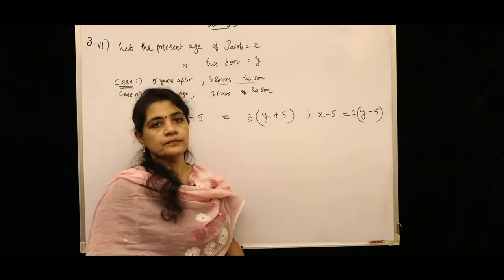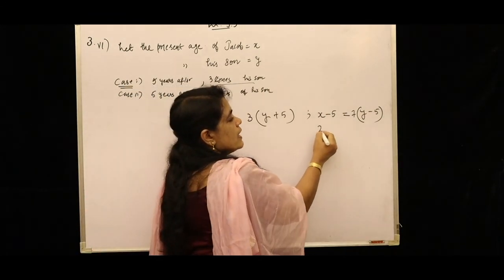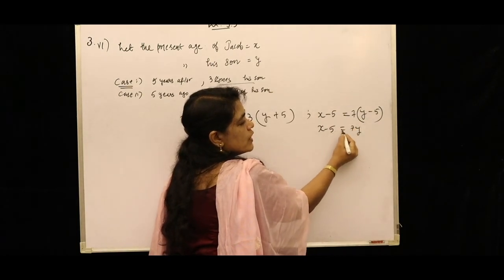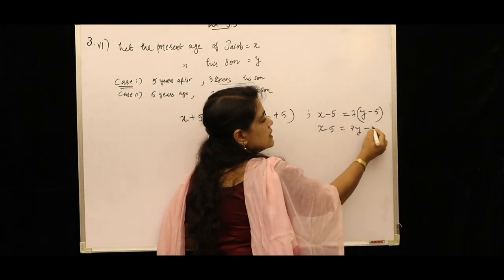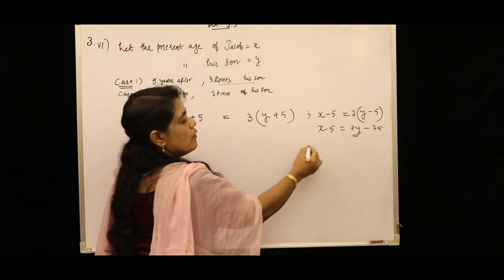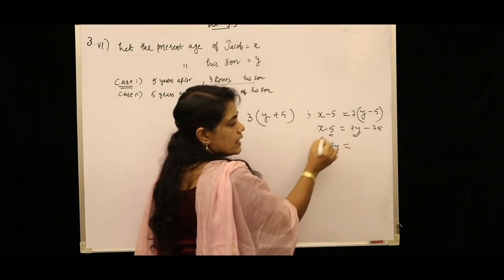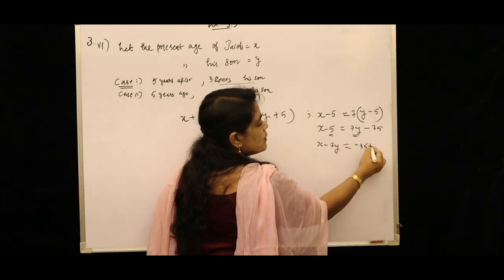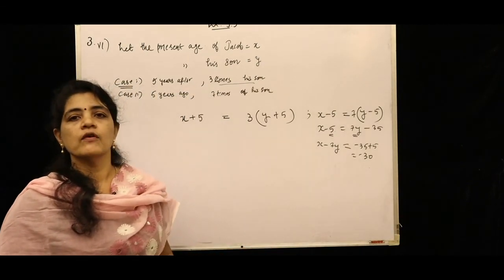So if you solve, you will get the two equations. Is it clear children? So x minus 5 equals 7 into y, 7y, minus 7 into 5, that is 35. I am going to take 7y to LHS, so minus 7y. x minus 7y is equal to minus 35, and minus 5 going to RHS becomes plus 5, that is negative 35 plus 5, that is negative 30. That is equation number 2.